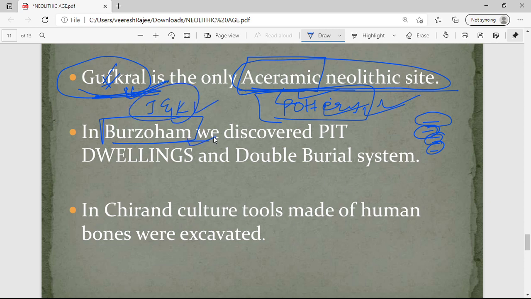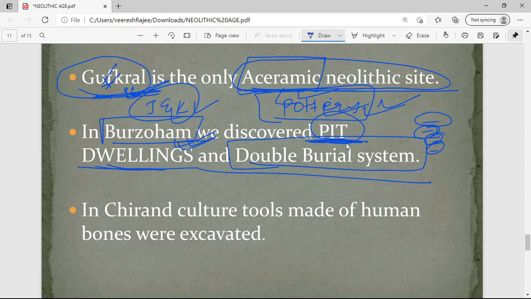This site is important because in this site we have discovered pit dwellings. Pit dwelling means people used to live in pits, underground. Then double burial system can also be observed in Burzaham region. So in Burzaham region we have two important unique features: one is the pit dwellings and then the double burial system.